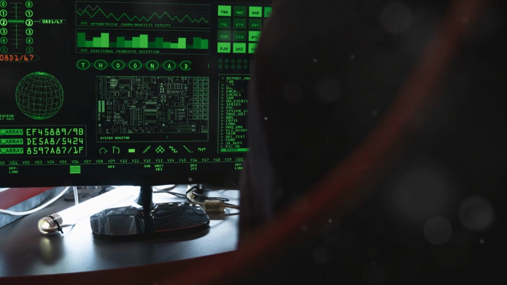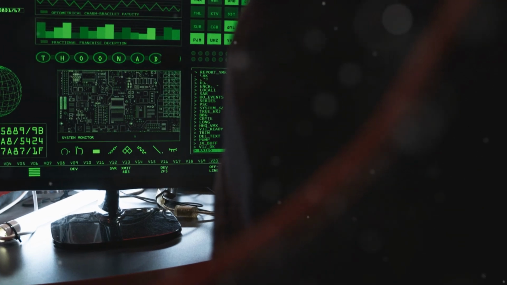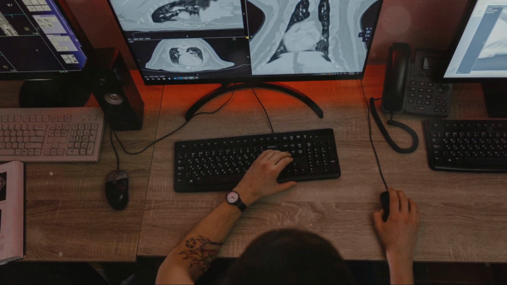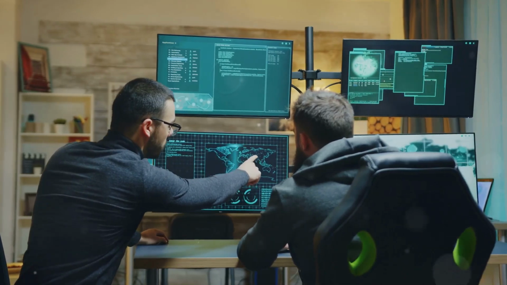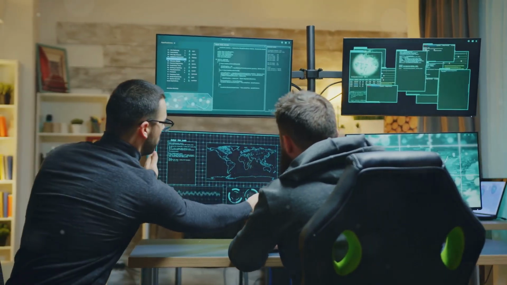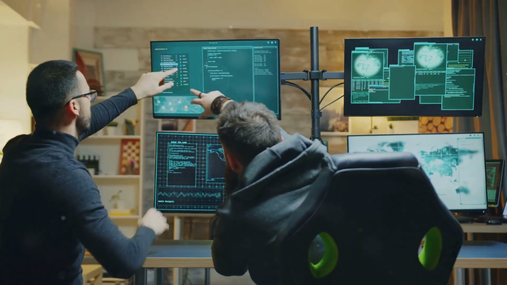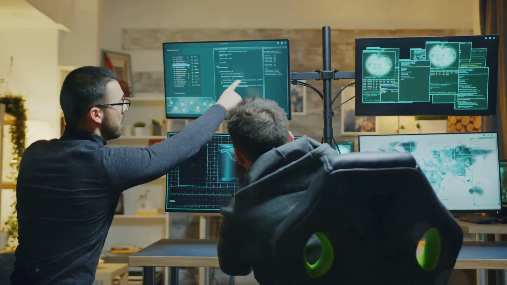As we conclude this exploration of endpoint detection and response, we hope you've gained a deeper understanding of this critical aspect of modern cybersecurity. EDR is more than just a technology, it's a mindset, a commitment to proactive defense, and a recognition that the front lines of cybersecurity are constantly shifting.